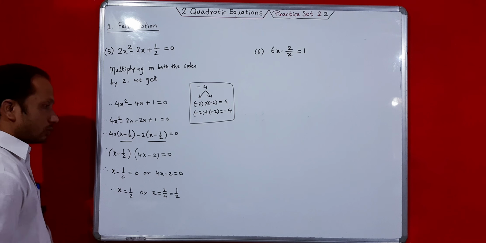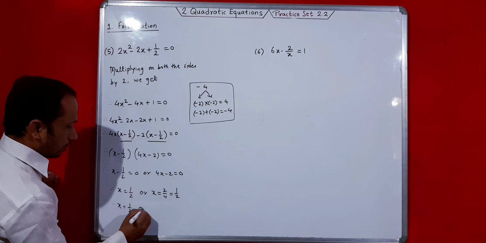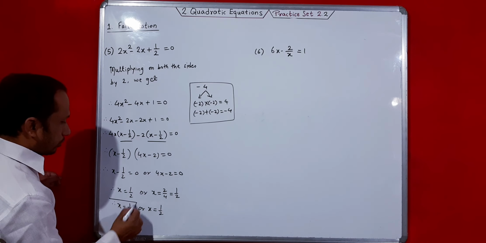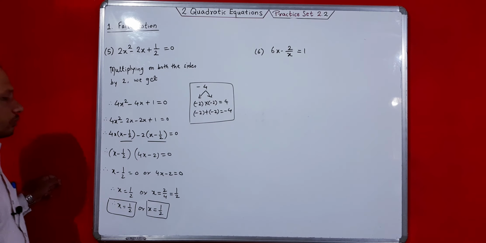So this is also the same. So x is equal to 1 half, or x is equal to 1 half. Okay, you try to do this. So this is equation number 5. Now we are going to solve equation number 6.